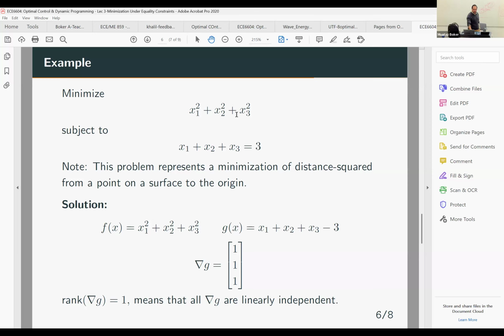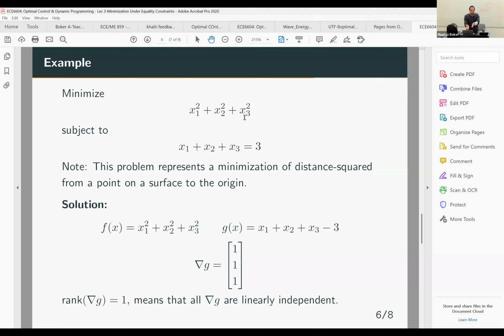If you look at this problem, it is nothing but a minimization of distance squared from a point on a 3-dimensional surface. So we have a 3-dimensional surface, okay? We have a point on that surface. We want to know the minimum distance between that point and the origin, which is 0, 0, 0, inside the surface, right? So think of a sphere. Sphere is the ideal case. On a sphere, the distance is going to be the same for every point on the sphere, right?